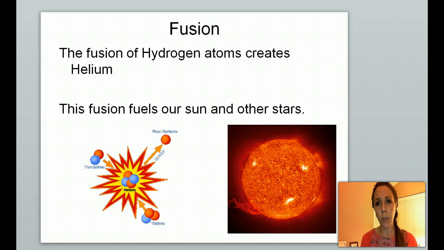So let's start with fusion. Fusion, what you need to know for astronomy. To fuse is to put two things together. Fission is when you pull two things apart. So you may have learned about hydrogen fusion in bombs, right? So in World War II or as nuclear warfare.